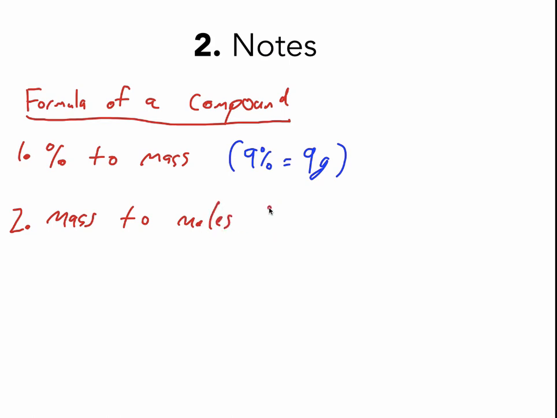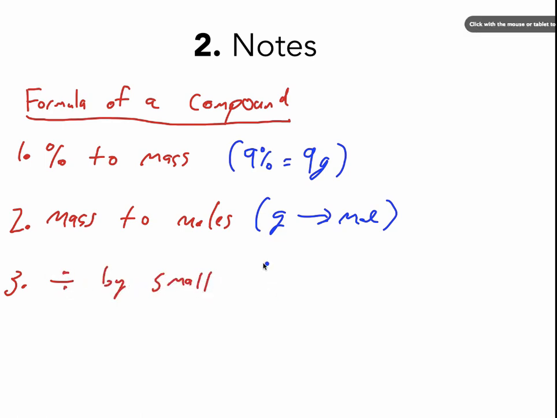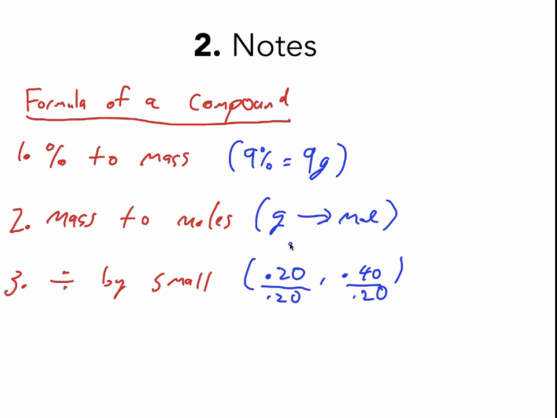Step 2 is not. Mass to moles. So whatever you have for your gram value, you're always going to convert it to moles, just like we do with stoichiometry. Very, very important first step. Divide by small. So here, if you have two numbers, let's say 0.20 and then you have 0.40, what you're going to do is pick the smallest one. Here, that's 0.2, and divide them both by it. And you're going to end up with one, and in this case, you have a 2.